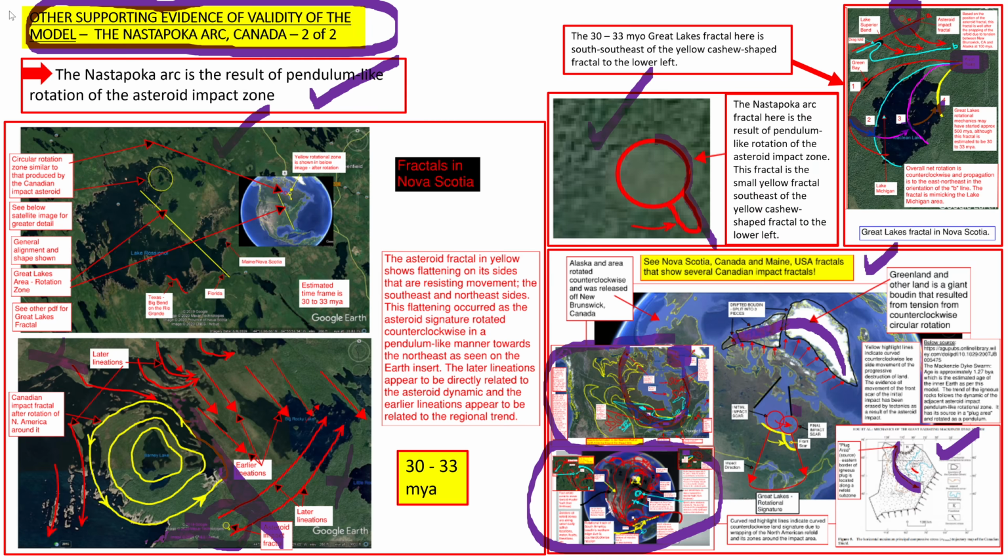So here I'm circling the pendulum-like rotation, and there's the Great Lakes rotational signature here. Okay, so it all seems to be adding up here. Other evidence of validity of the model: the model can explain major gravity anomalies on Earth.